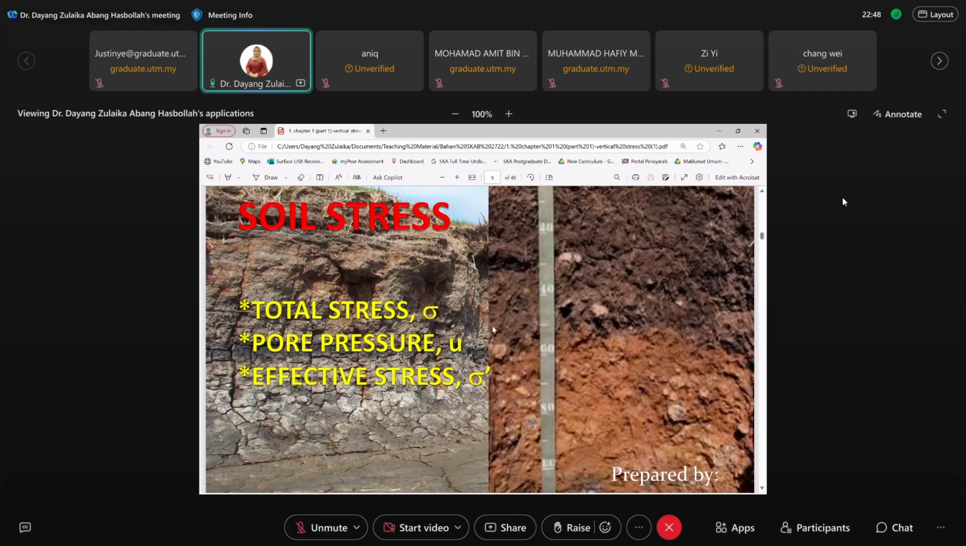What is the meaning of in situ stress? It is the stress experienced by the soil before any loading has been put on the soil. So originally the soil stress, we have total stress, pore pressure, and also effective stress. So what does it mean?